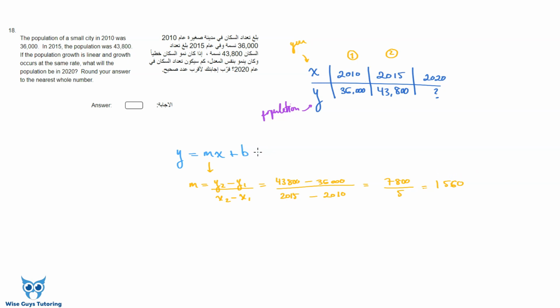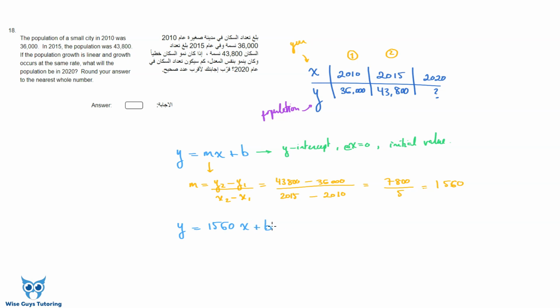So the next thing we need to do is find b. And b is the initial value. So how do we find b? We call it the y-intercept. It happens when x is equal to 0. So this is always the initial value. It's like the population when the time was 0, quote unquote. The way we can find that is by replacing our y and x. So I now know that my m here is 1,560. That's my slope, my gradient over here.